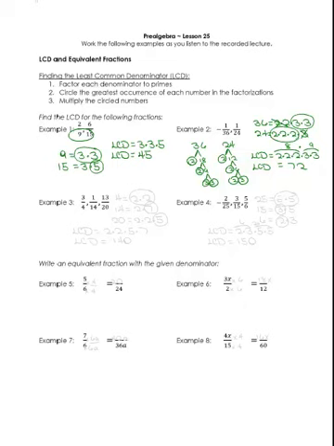Okay, let's look at when we have three fractions that we're working with. We've got a 4 in example 3, a 14, and a 20. Well, I can tell what 4 is. 4 factored to primes is 2 times 2.